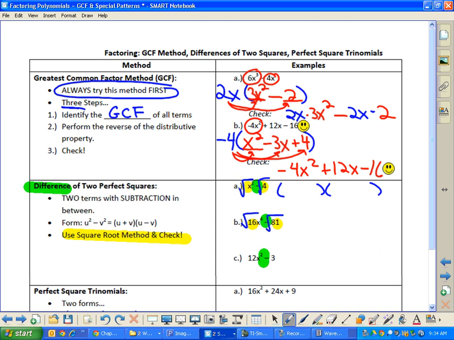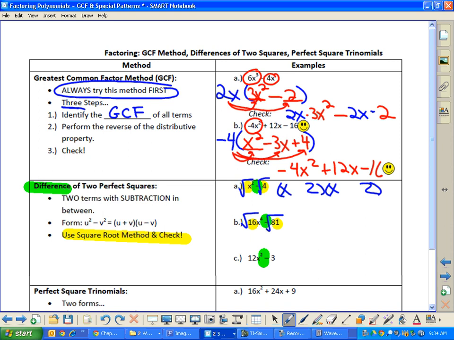Square rooting x squared, I ask myself, well, what multiplies to give me x squared? Yeah, so that's going to be my firsts. The square root of x squared is x. So if I started to FOIL this, do you see what you get? X times x is x squared. You get that first term. Okay, now I have to square root 4. Square root of 4 is 2. So that's going to be your lasts, because the 2 times 2 would get me back to the 4.